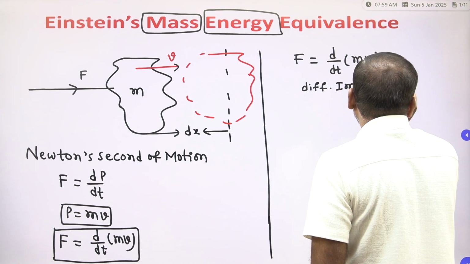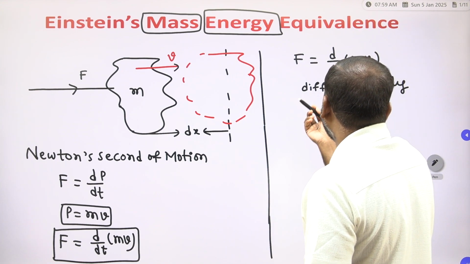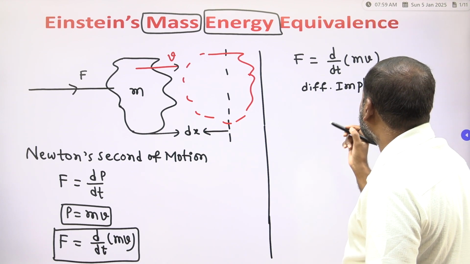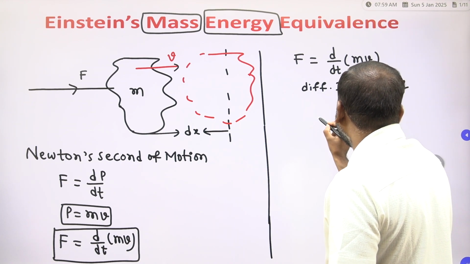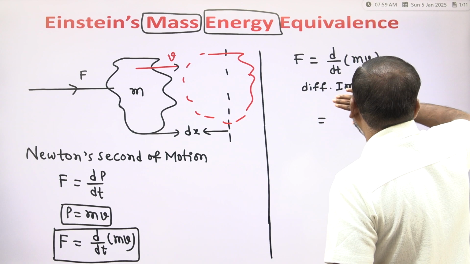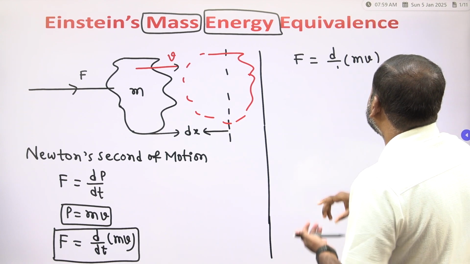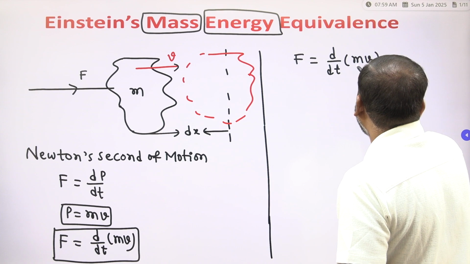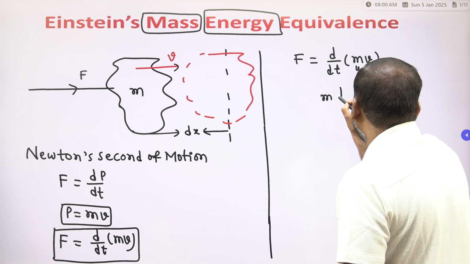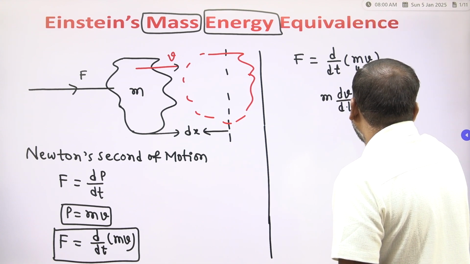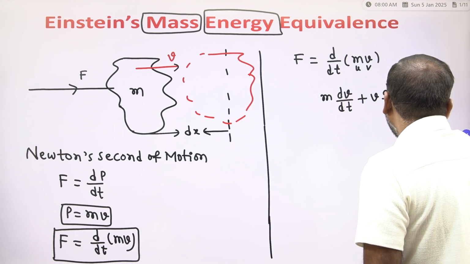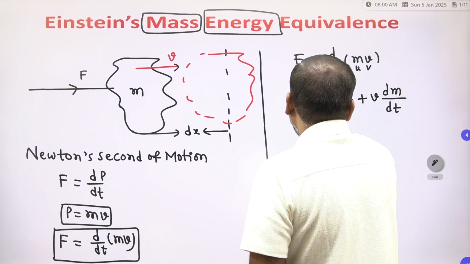What will happen? By the UV method you have to differentiate, taking this as U and this as V. F is equal to m into dv by dt plus v into dm by dt.